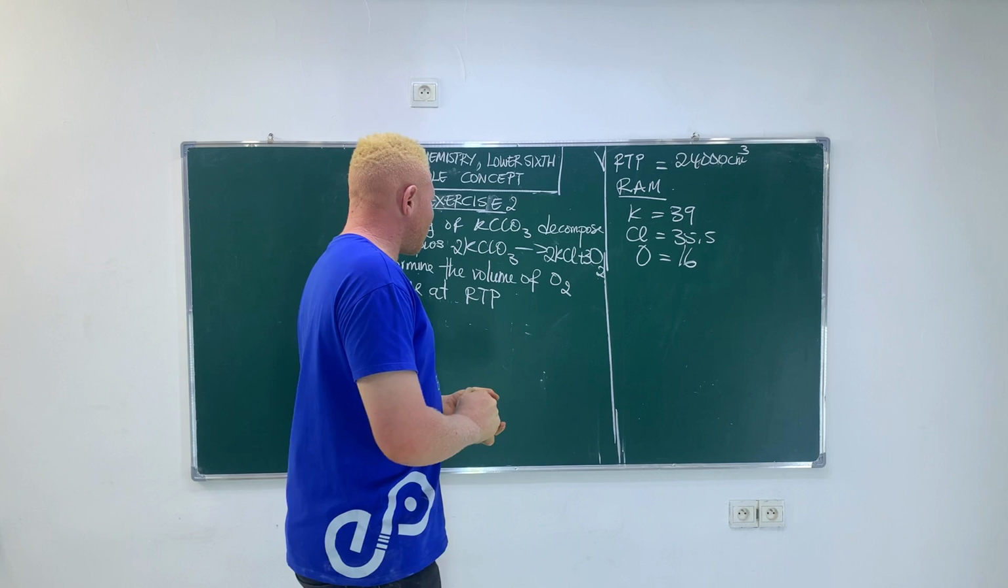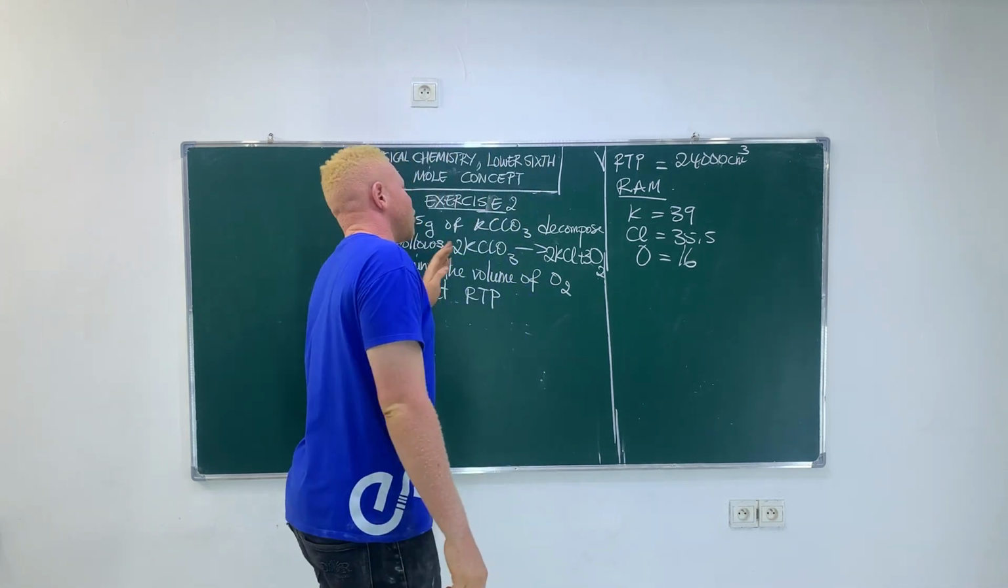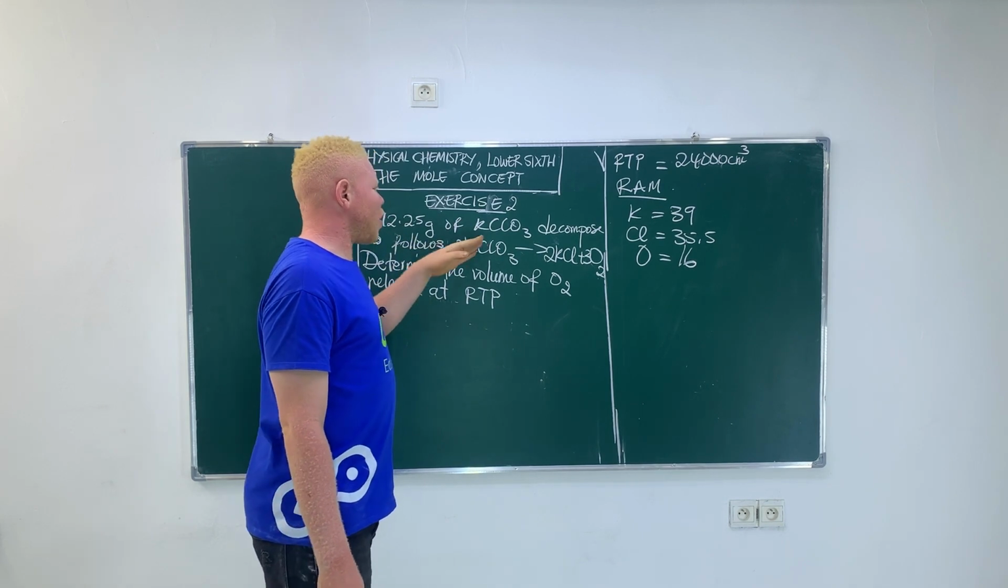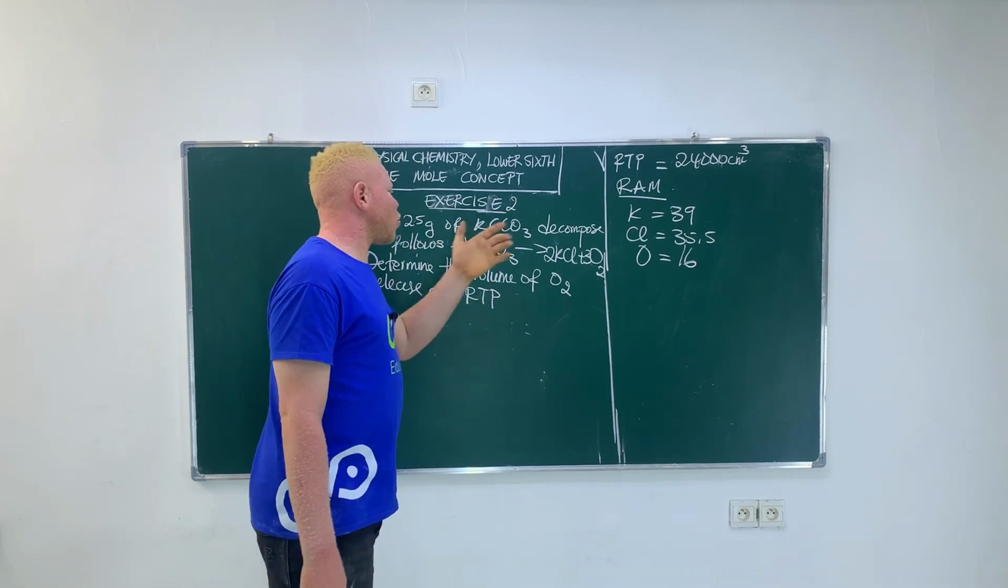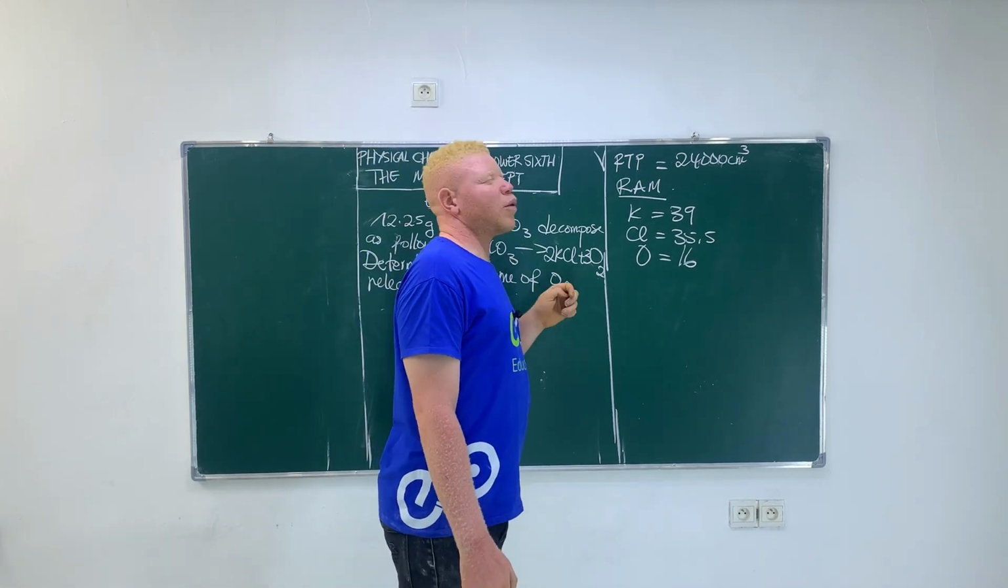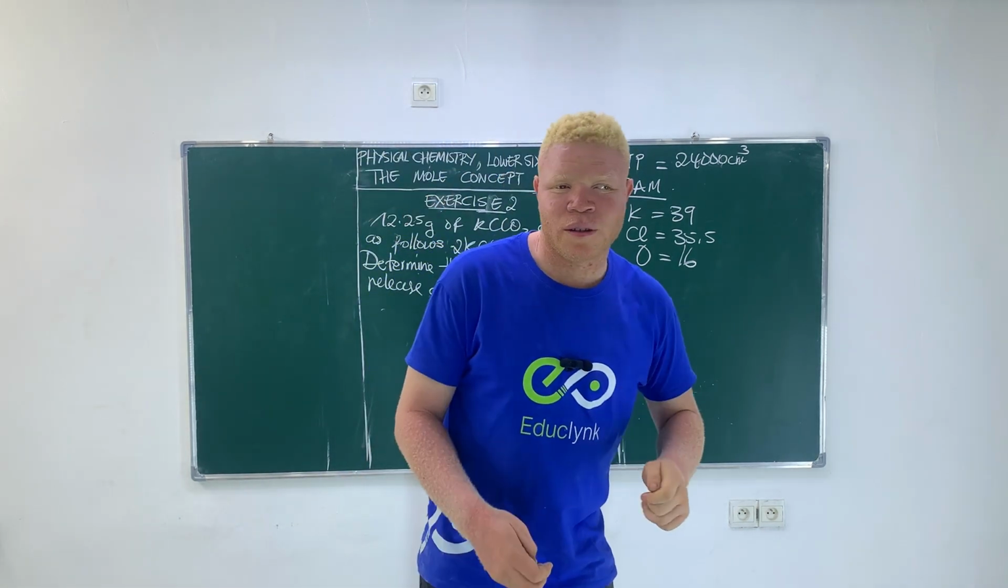So in the solving of this exercise, the given mass of potassium chlorate has been given to us as 12.25. Here we have potassium chlorate. The decomposition goes thus: potassium chlorate decomposes to give potassium chloride plus oxygen.